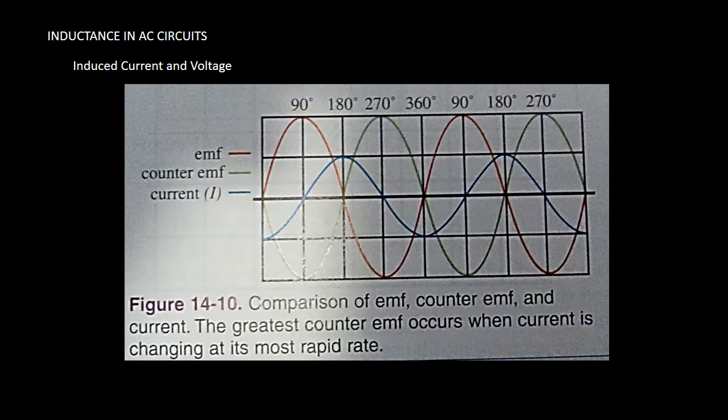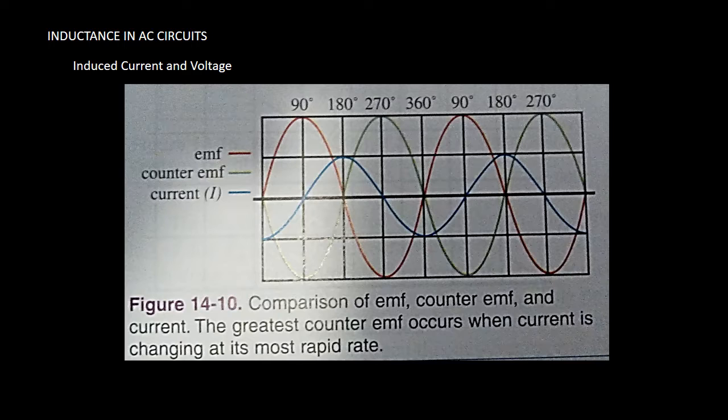Opposition to an alternating current due to inductance or capacitance is called reactance. The letter symbol for reactance is X. When reactance is caused by an inductor, it is called inductive reactance. Inductive reactance is measured in ohms, and its symbol is XL.